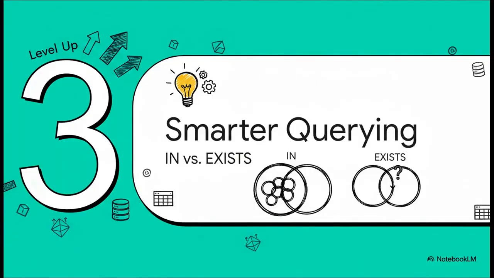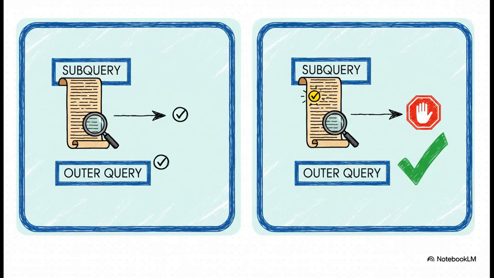All right, let's level up. We've got the basic tools down. Now let's talk about making smarter, more efficient choices in our queries. And this brings us to a classic debate: IN versus EXISTS. This comparison really gets to the heart of how these two operators think differently.